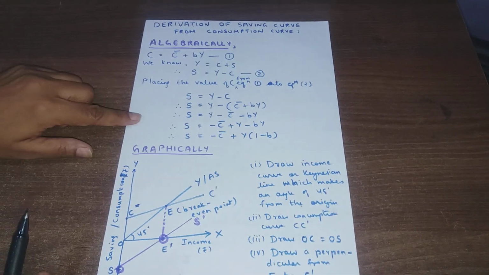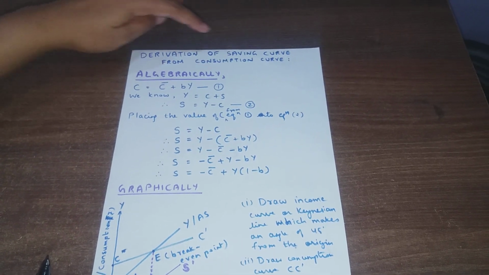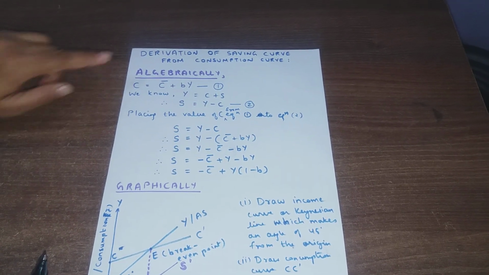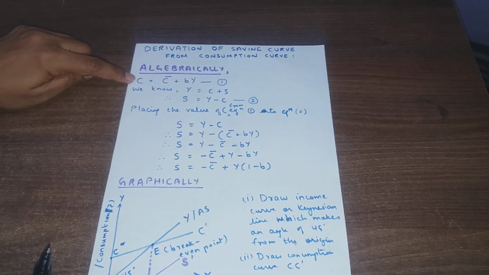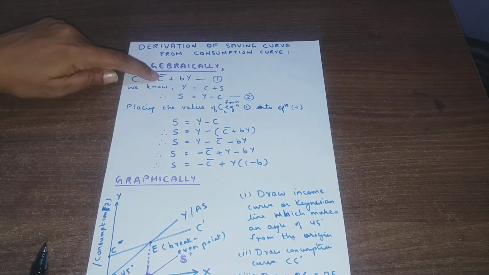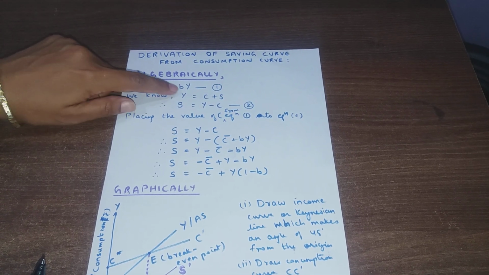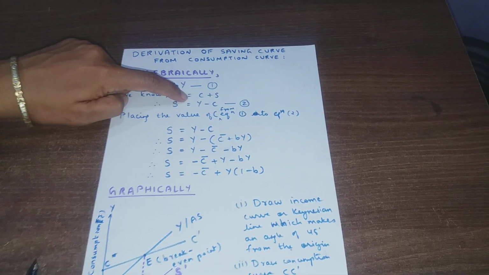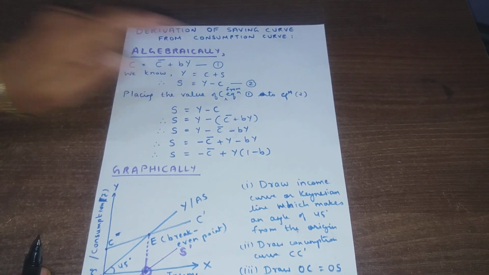Good evening, students. Let us today understand how to derive saving curve from consumption curve. Algebraically, I have already explained you. Yet, let's have a revision once quickly. We already know that C is equal to C bar plus BY. We also know that Y is equal to C plus S. On transposition, we can say that S is equal to Y minus C.